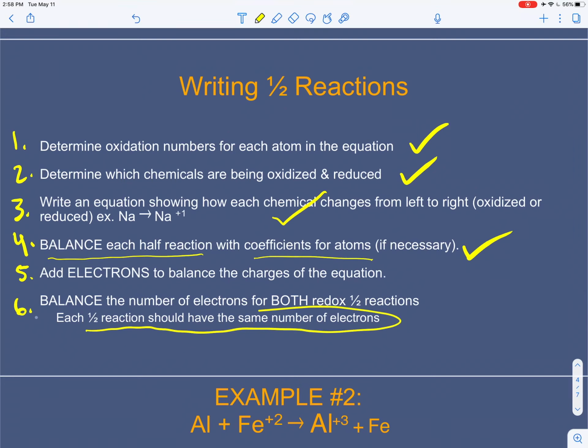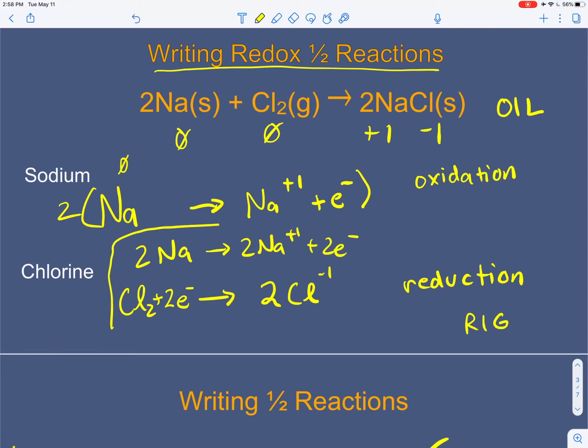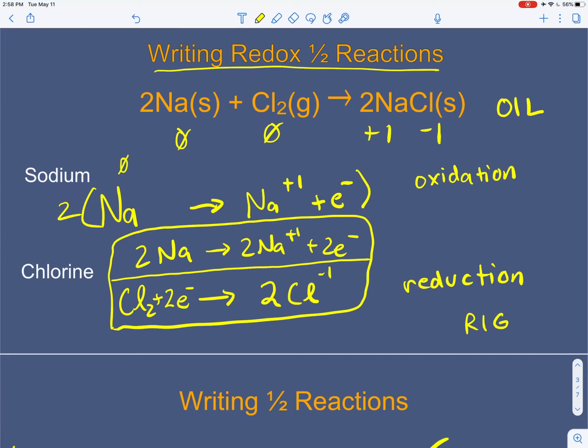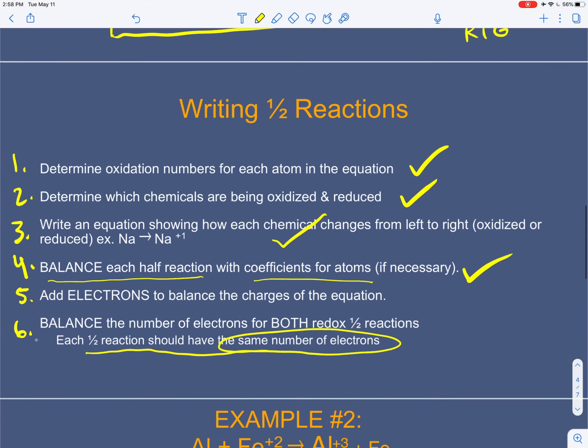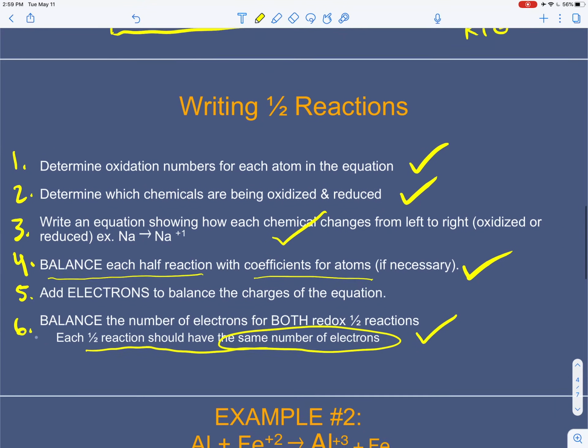Now the last step here, balance the number of electrons for both redox reactions. Each one should have the same number of electrons. So how do I do that? I need 2 electrons on the top because I've got 2 on the bottom. I'm just going to multiply everything by 2. So we end up with 2 Na, we get 2 sodium ions plus 2 electrons. And this is going to be our final answer here. We've got oxidation on top and reduction on the bottom. So we went through that pretty quickly, but we're going to do several more examples until you get the hang of it. We'll follow these 6 steps and just keep practicing with these half reactions.